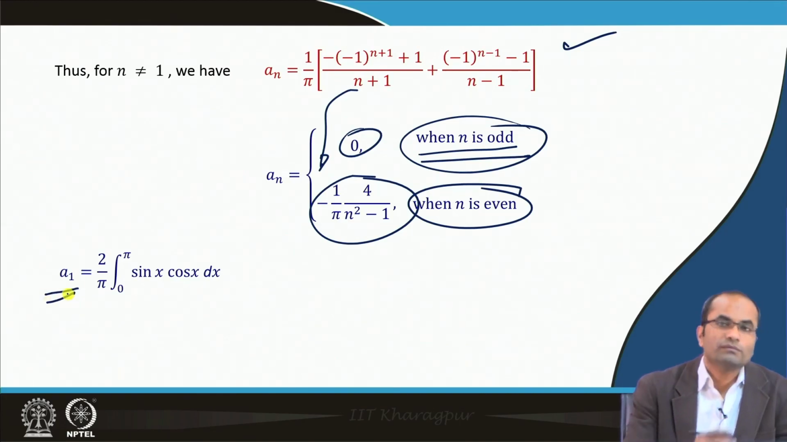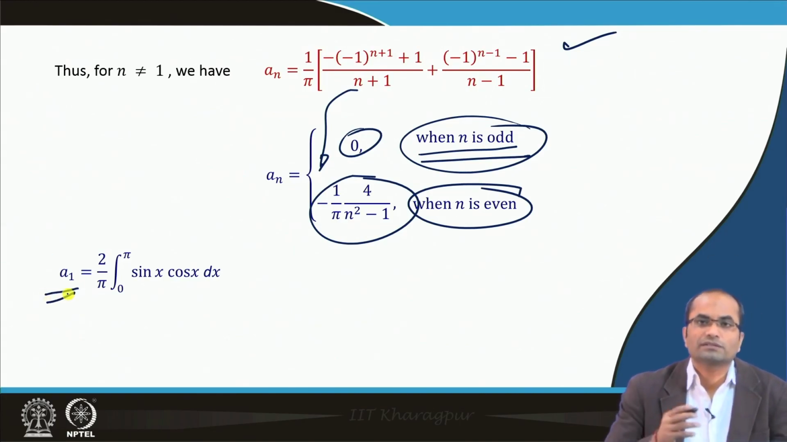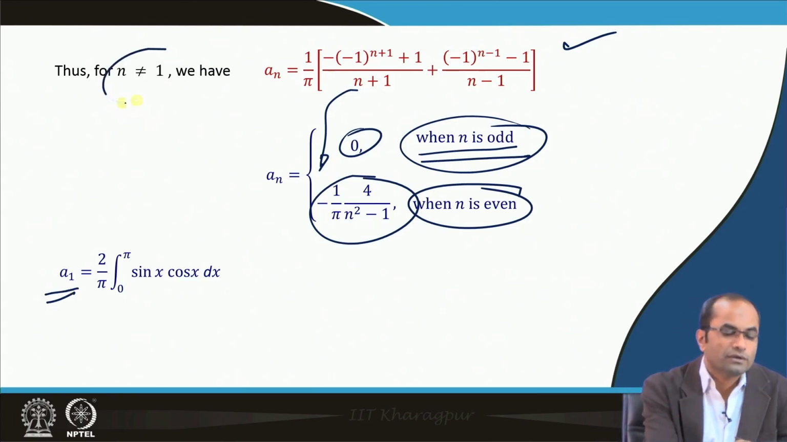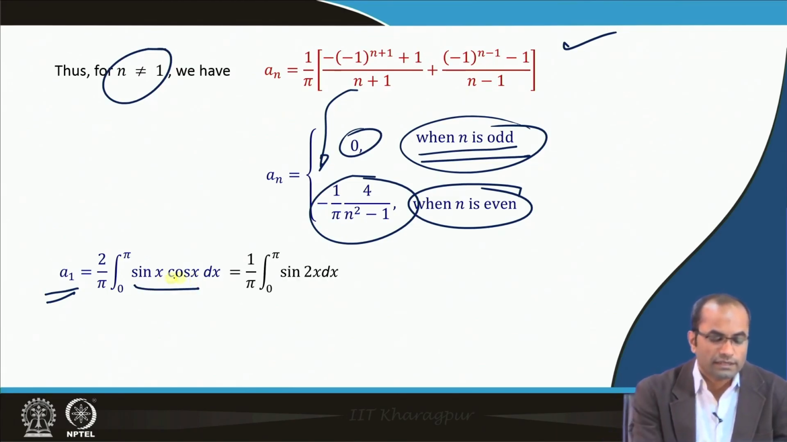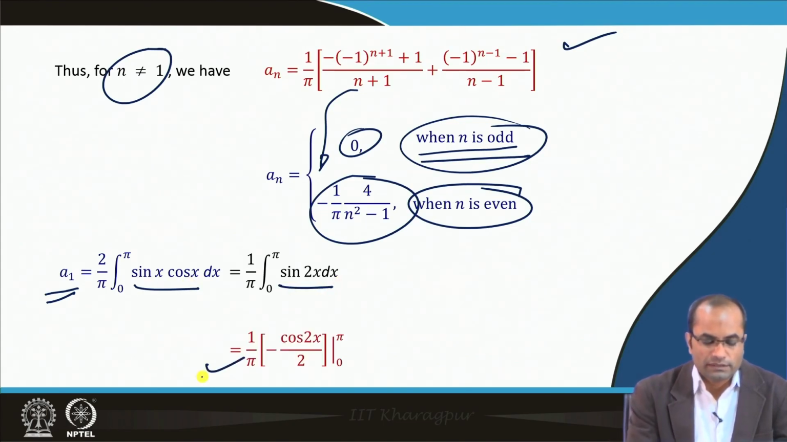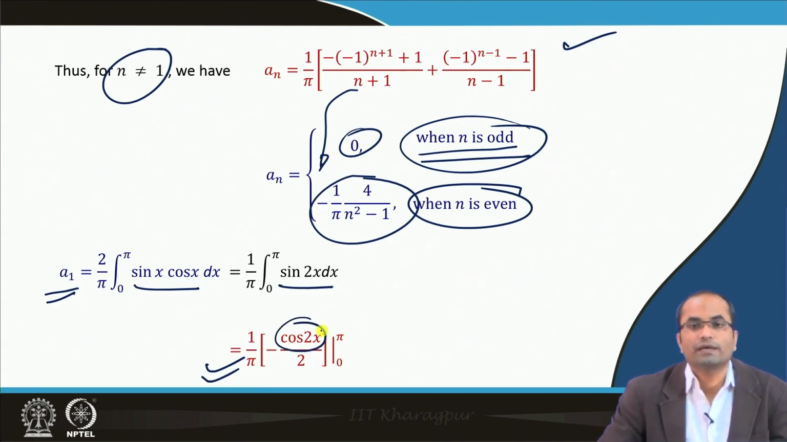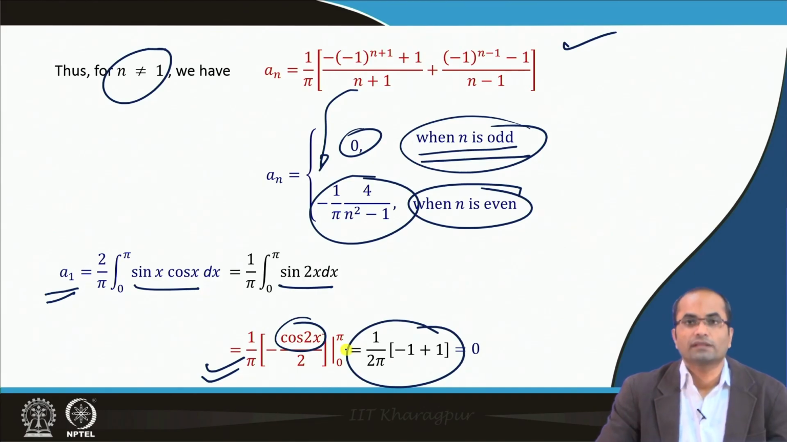So, a_1 we need to compute now separately, because this general formula was not valid for n equal to 1. So, that we can separately do: cos nx becomes cos x, and sin x cos x is (1/2) sin 2x, and then we can integrate this to have this cos, and then we have cos 2π minus cos 0. cos 2π is 1 and cos 0 is also 1. So, we will get simply 0.